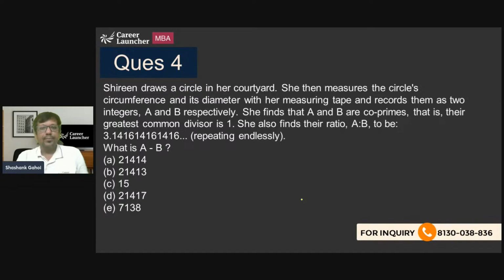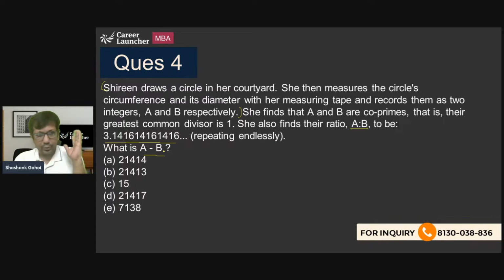Okay. Now let's see this question. What does it say? Shireen draws a circle in her courtyard. She then measures the circle's circumference and its diameter with her measuring tape and records them as integers, A and B. She finds out that A and B are co-prime, that is, HCF should be 1, and the ratio A is to B is given. Whatever is written from here to here is not useful to us. The important point is that A and B are co-primes, and A is to B is equal to this. What is the value of A minus B? That's the question.